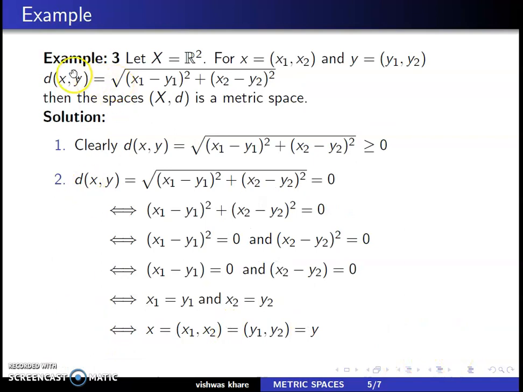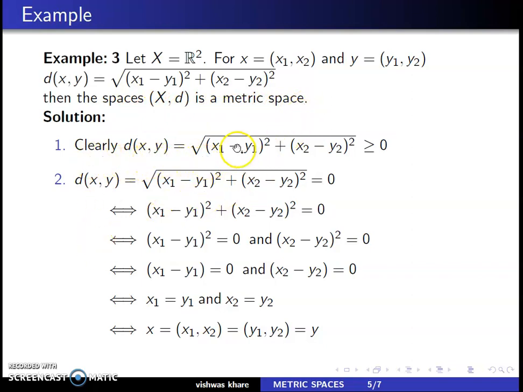Let us take one more example. Let X be equal to R2, that is the plane, and take 2 points x equal to (x1, x2) and y equal to (y1, y2). And d(x,y) is defined as the square root of (x1 minus y1) square plus (x2 minus y2) square. Then the space (X, d) is a metric space. Again we will have to prove all the 4 properties.